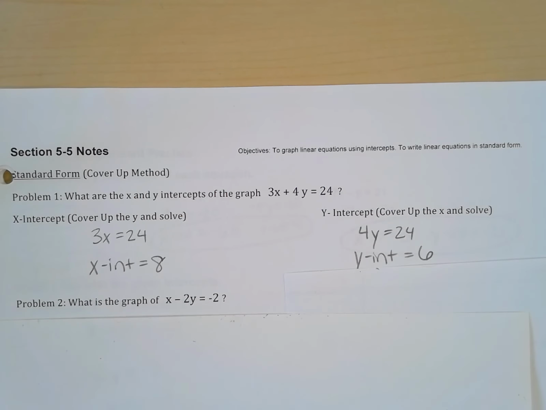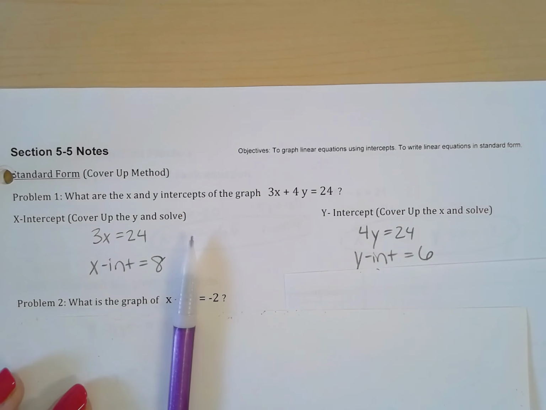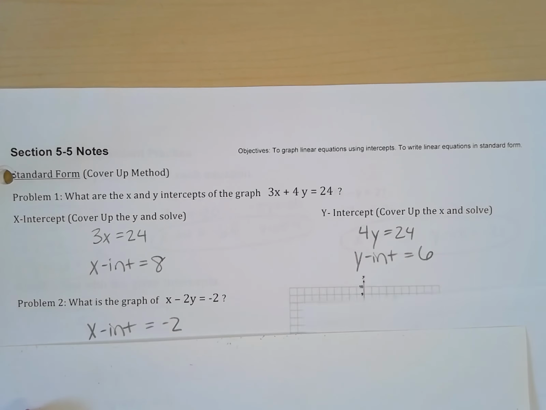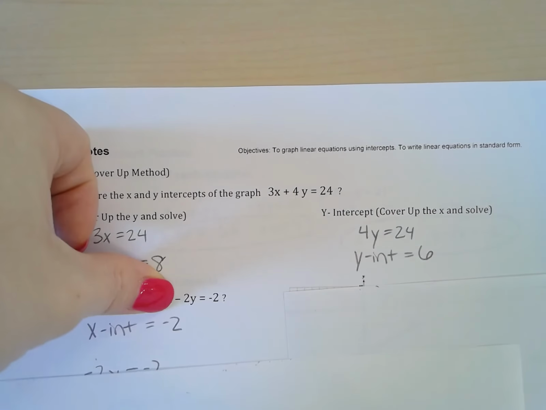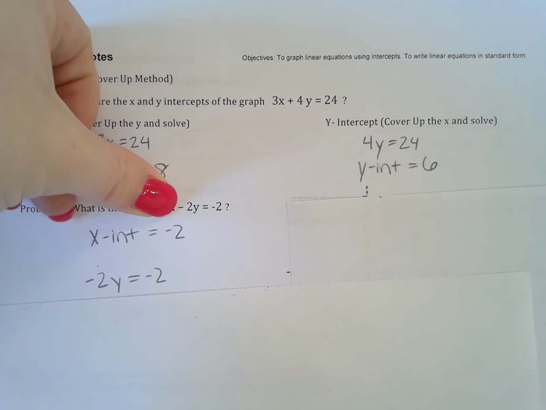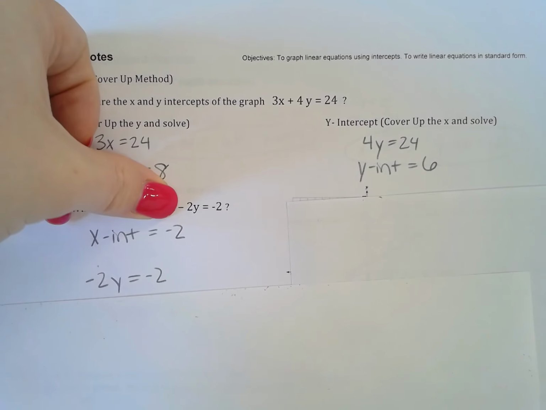So, problem number 2. What is the graph of x minus 2y equals negative 2? So to solve for the x-intercept, I cover up the y part. So I just get, right off the bat, x equals negative 2. I don't need to solve for anything, which is really nice. To get the y-intercept, I cover up the x, and I get negative 2y equals negative 2. So I do have to do a little bit of solving, so divide by negative 2, so I get my y-intercept to be 1.